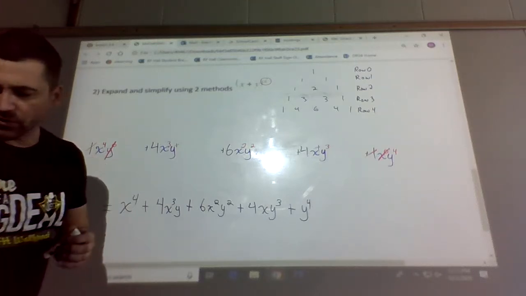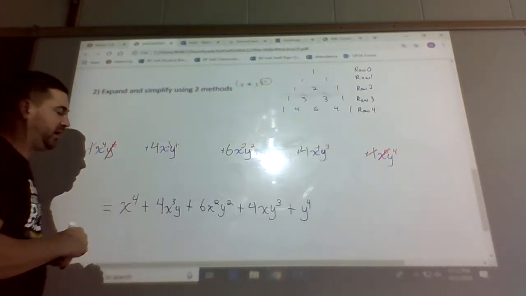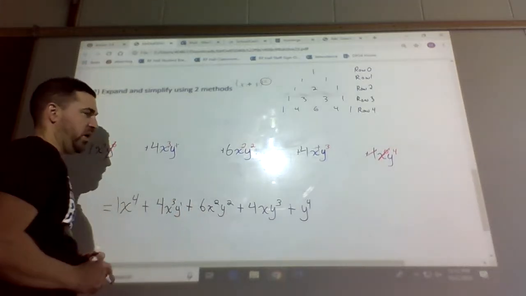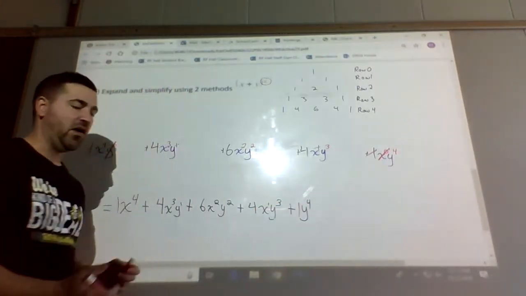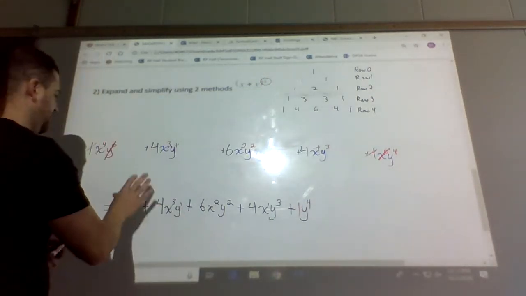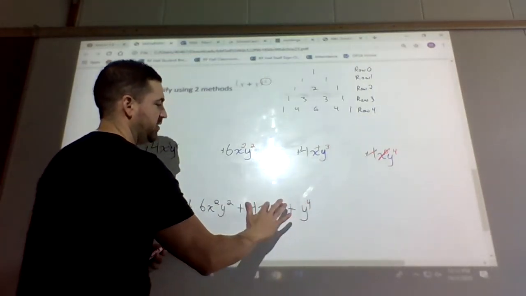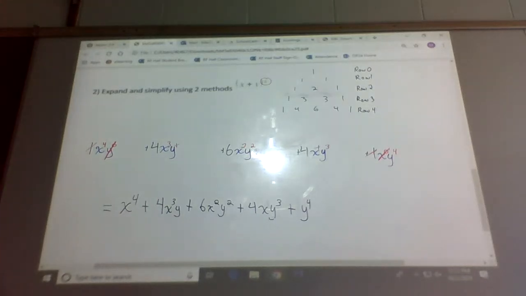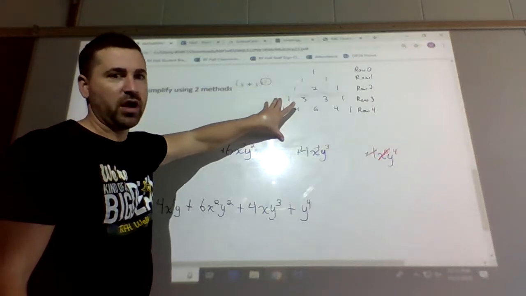I know I'm going to get this question. If you did leave the ones, it's perfectly fine. If you left your one in front of the x and the y, and in front of this y, that is fine. There's nothing wrong with it. The simplest form is not to write the ones, but if you had them there, that is fine. Okay, so that is expanding by using Pascal's triangle.